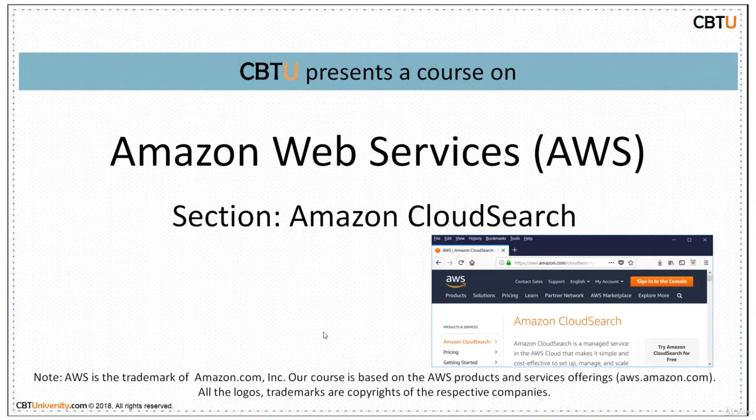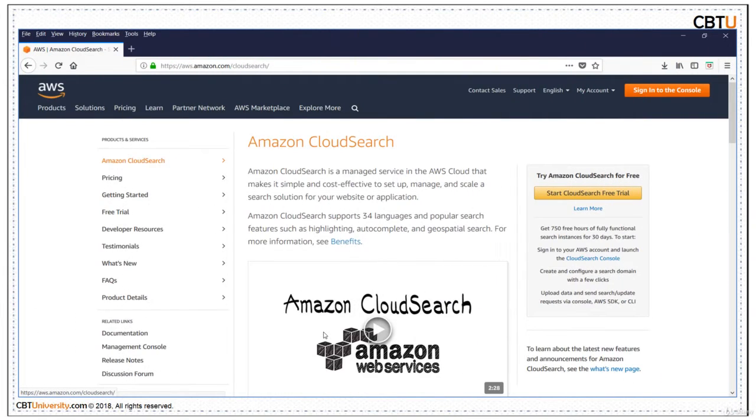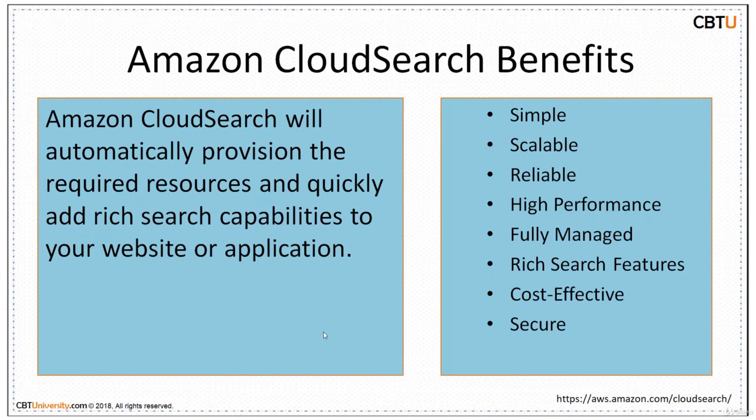Section: Amazon CloudSearch. Amazon CloudSearch is a fully managed service in the AWS cloud that makes it easy to set up, manage, and scale a search solution for your website or application. With Amazon CloudSearch, you can search large collections of data such as web pages, document files, forum posts, or product information. You can quickly add search capabilities without having to become a search expert or worry about hardware provisioning, setup, and maintenance. Amazon CloudSearch will automatically provision the required resources and quickly add rich search capabilities to your website or application.